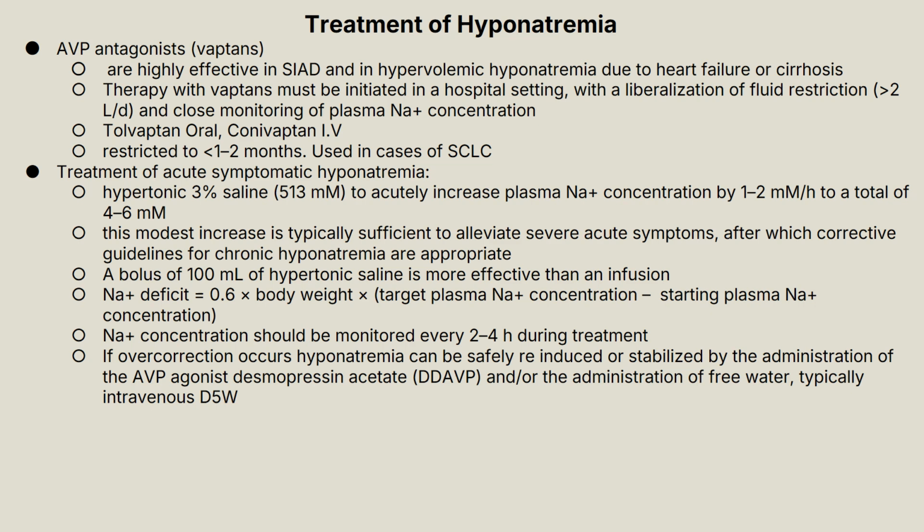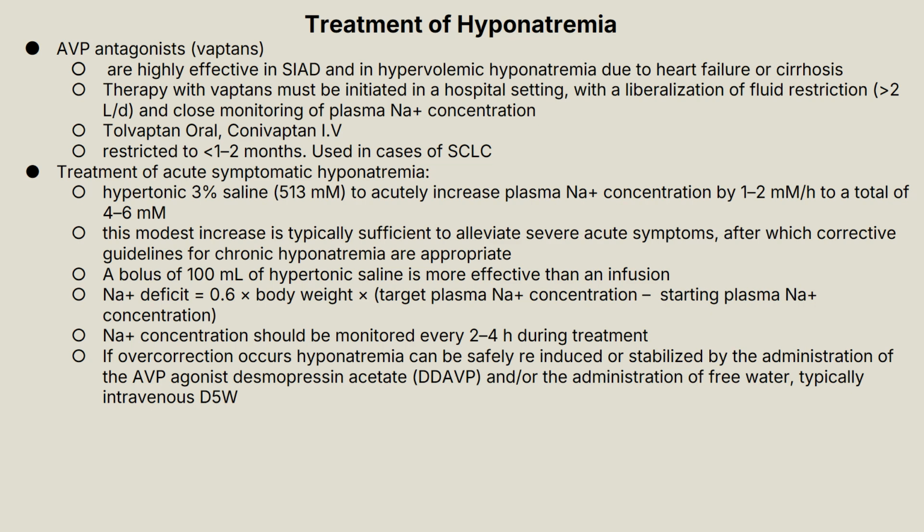Also, there is a role for using AVP antagonists such as Vaptans, and they are effective in cases of SIAD and in hypervolemic hyponatremia due to heart failure or cirrhosis. Therapy with Vaptans must be initiated in a hospital setting with liberalization of fluid restriction to more than 2 liters per day and close monitoring of plasma sodium concentration. Tolvaptan is an oral drug while Conivaptan is IV, and we have to restrict them to 1 to 2 months. They are used primarily in cases of small cell lung cancer.